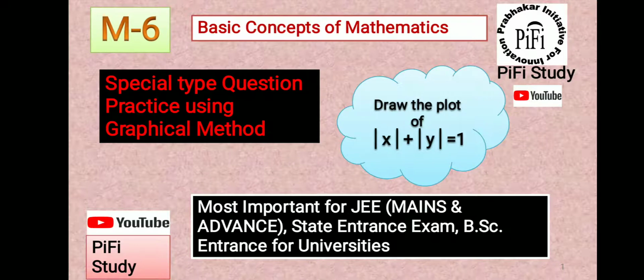As you know, in Module 5 we have solved some questions related to the basic concept of functions, and we drew the sum plot, and also we have discussed many questions using the graph theory. So in this module we will learn some special types of functions and we will practice them using the graphical method. As you know, it is written a question: draw the plot of mod x plus mod y is equal to 1. So just think and try to solve.